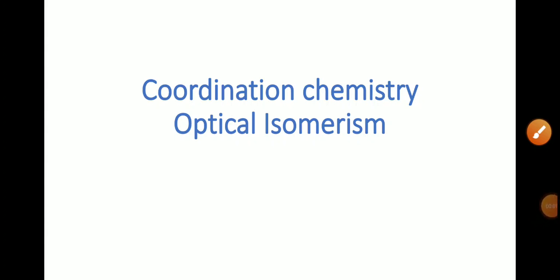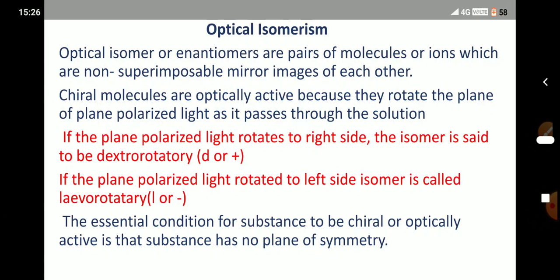Hello students, in the last class we have studied about geometrical isomerism in coordination complexes, for complexes with coordination number 4 and complexes with coordination number 6. In today's class we are going to study about optical isomerism.